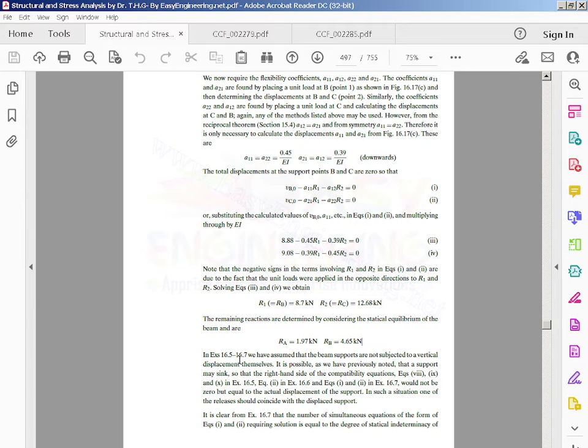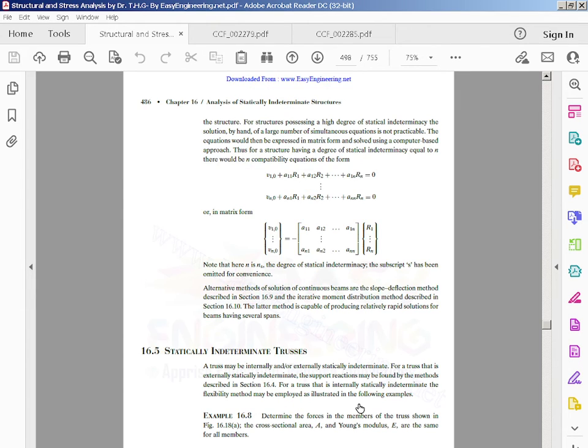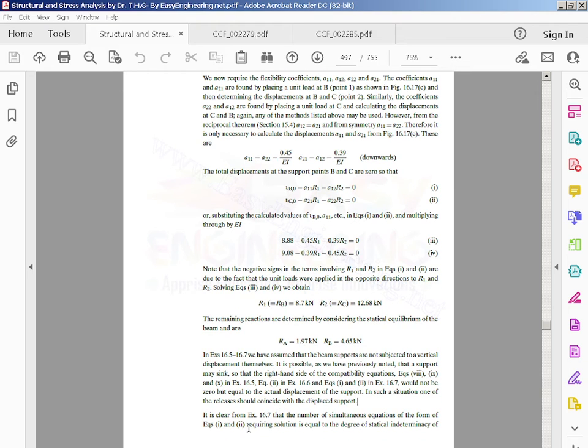In examples 16.5 to 16.7, we have assumed that the beam supports are not subject to vertical displacements themselves. It is possible, as we have previously noted, that a support may sink, so that the right hand side of the compatibility equations 8, 9 and 10 in example 16.5, equation 2 in example 16.6, and equations 1 and 2 in example 16.7 would not be 0 but equal to the actual displacement of the support. In such a situation, one of the releases should coincide with the displaced support. So this is now just closing up.